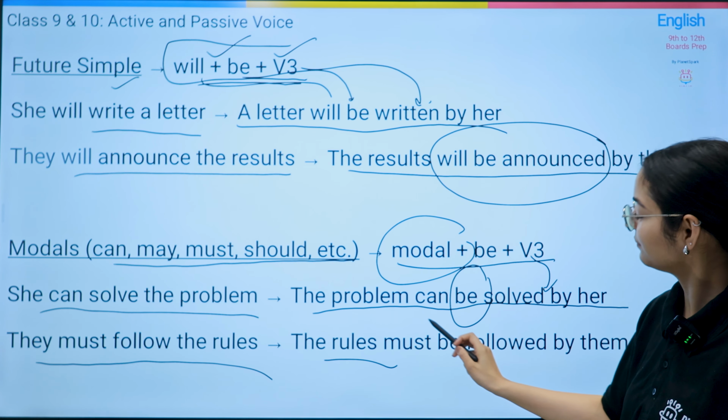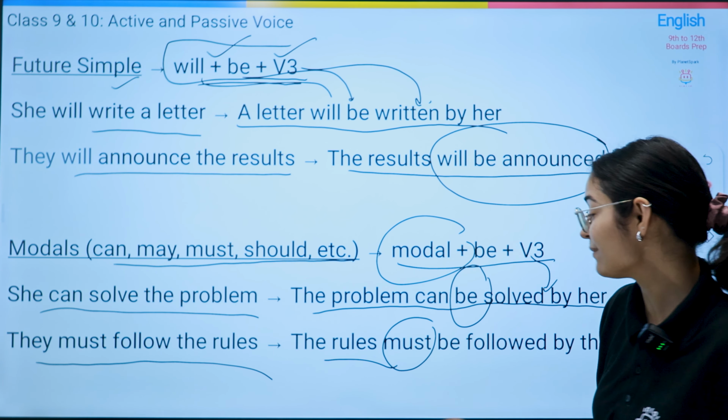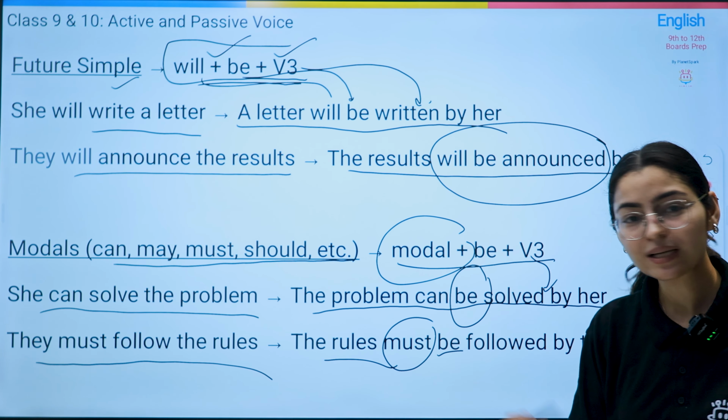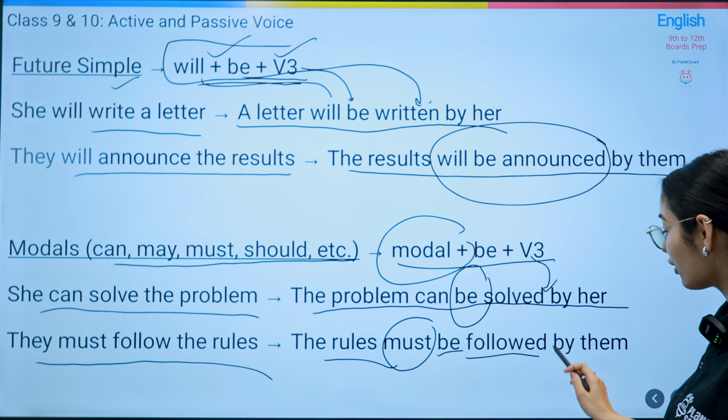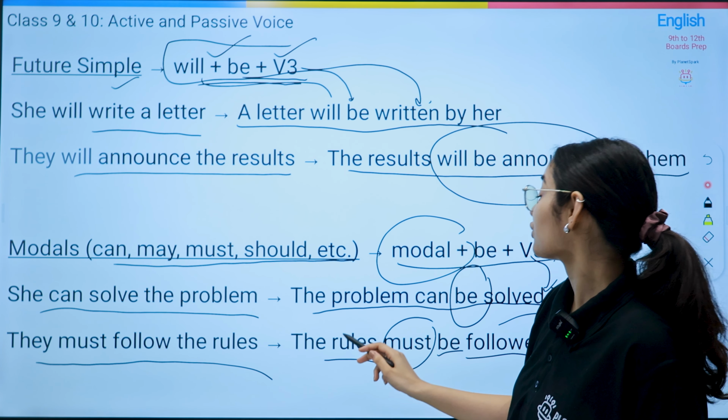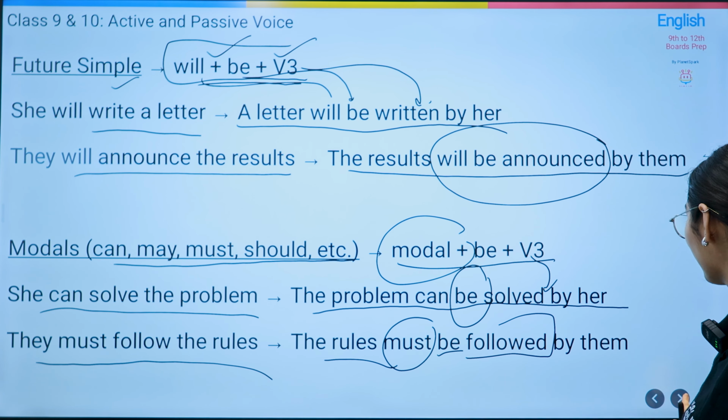Now the next example, they must follow the rules. Like I said, the modal remains the same. We use be and with it, the third form of verb, which is followed. So the sentence becomes, the rules must be followed by them.